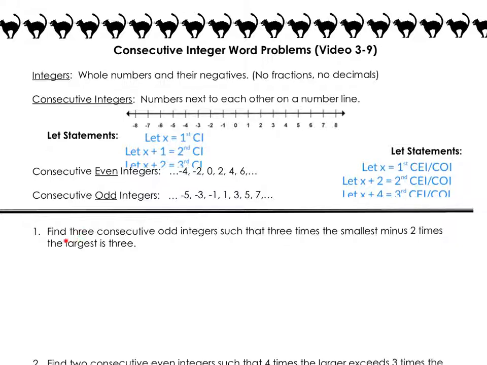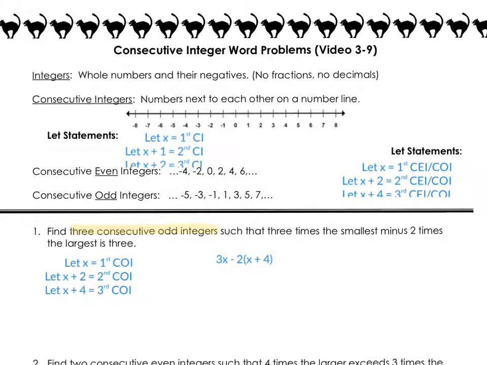Okay, so let's do an example together. Find 3 consecutive odd integers such that 3 times the smallest minus 2 times the largest is 3. As soon as I see this, find 3 consecutive odd integers, I'm going to stop and write my let statements to represent those. So I've got my let statements to represent 3 consecutive odd integers, and then the such that means I'm going to start writing the equation. 3 times the smallest. Well, the smallest one would be x, so 3x. Then it says minus 2 times the largest, so minus 2 parentheses, the largest one would be x plus 4.